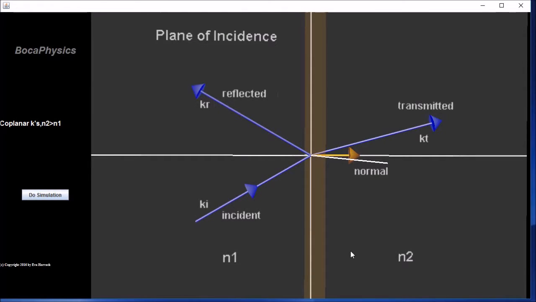In this simulation, it's been assumed that the index of refraction n2 is greater than the index of refraction n1. This is why the transmitted wave vector is bent towards the normal rather than away from it.